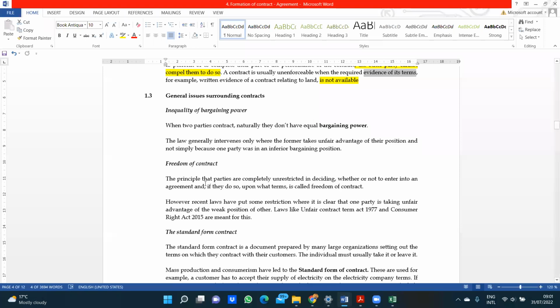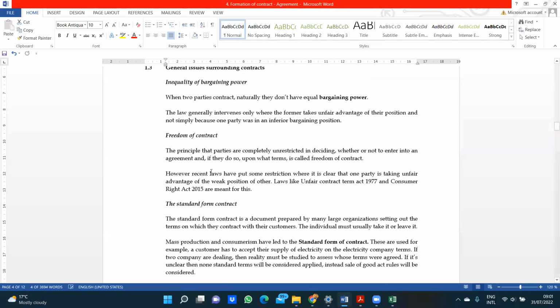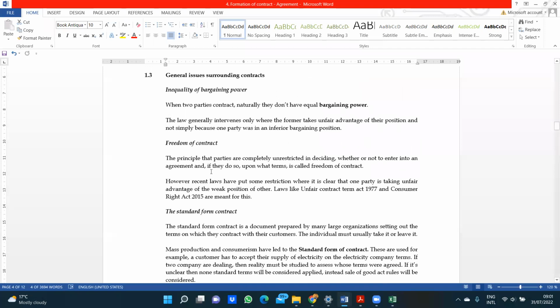So, general issues surrounding a contract. Again, general issues are, for example, some problems that occur when a party is entering a contract with another party. Even if there is a law, these issues still exist. Okay, inequality of bargaining power.